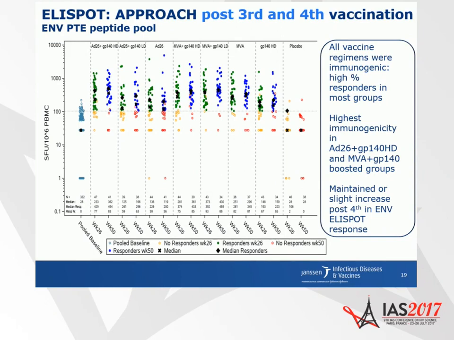Finally, the cellular immune responses, again post third and fourth dose, the ELISpot, and you can see here the lead regimen. Also for cellular immune responses, the vaccine regimens were all very immunogenic with a high percentage of responders in most groups. The highest immunogenicity was observed in the groups that had a booster with Ad26 plus protein or MVA plus protein, so the vectors clearly contributed to cellular immunity, and responses were maintained or even slightly increased post fourth dose in the ENV ELISpot responses.